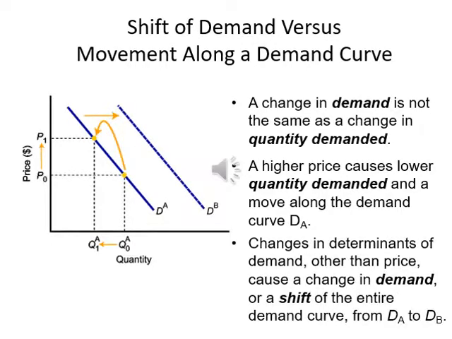A change in demand is not the same as a change in quantity demanded. A higher price causes lower quantity demanded and a move along the demand curve. Changes in determinants of demand, other than price, cause a change in demand, or a shift of the entire demand curve, from D to D'.